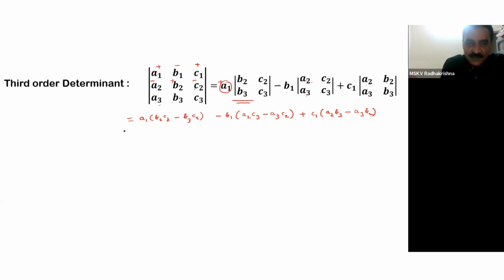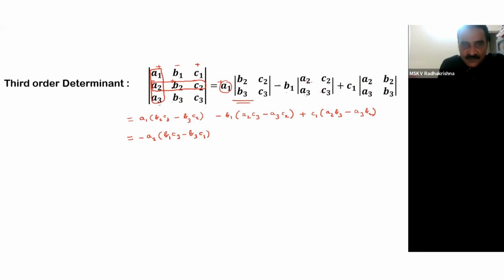So how to expand the determinant using second row? It is minus A2 into, if you remove the row containing A2 and column containing A2, then what is the remaining determinant? B1, C1, B3, C3 are left. So B1 into C3 minus B3 into C1.